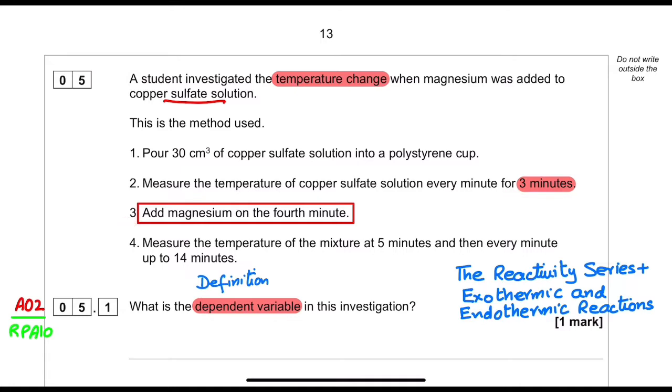Step number 3, which is an important step, add magnesium on the 4th minute. Step number 4, measure the temperature of the mixture at 5 minutes and then every minute up to 14 minutes.